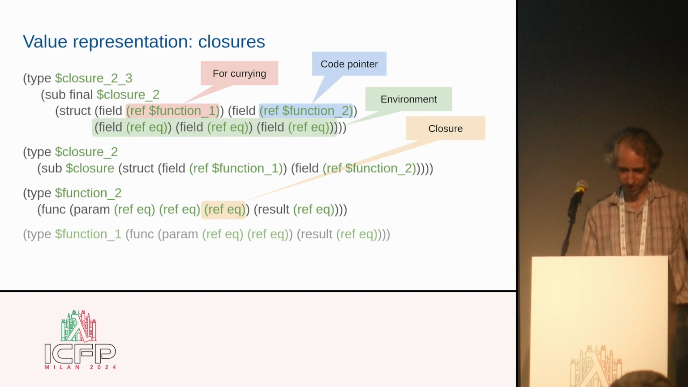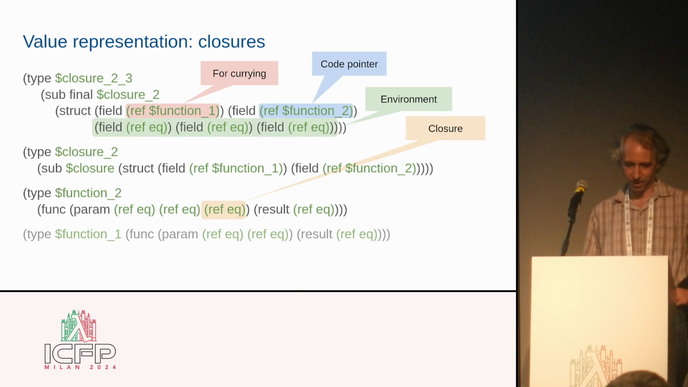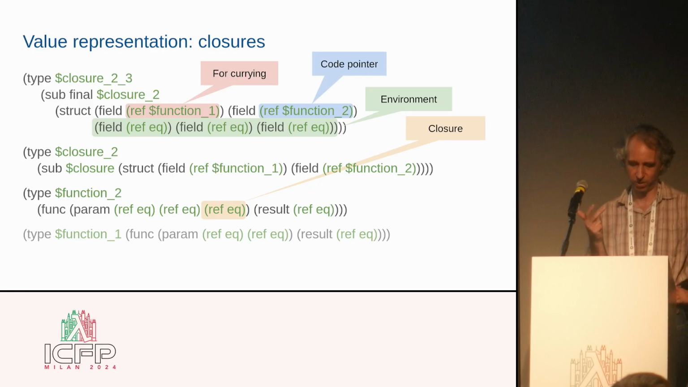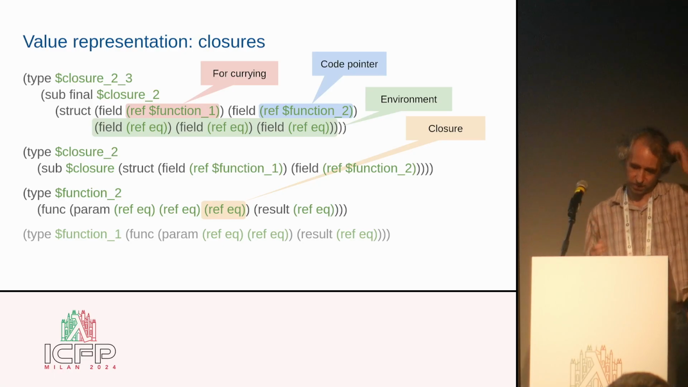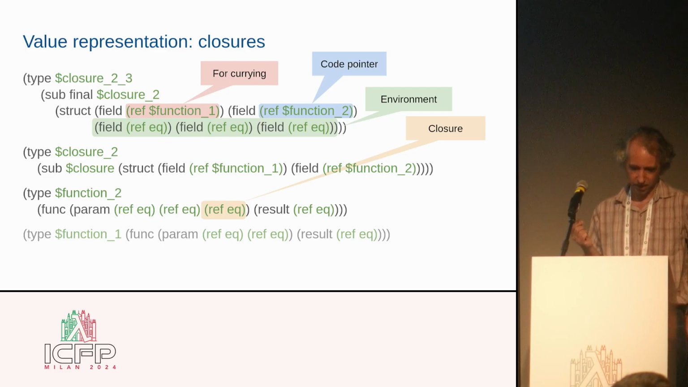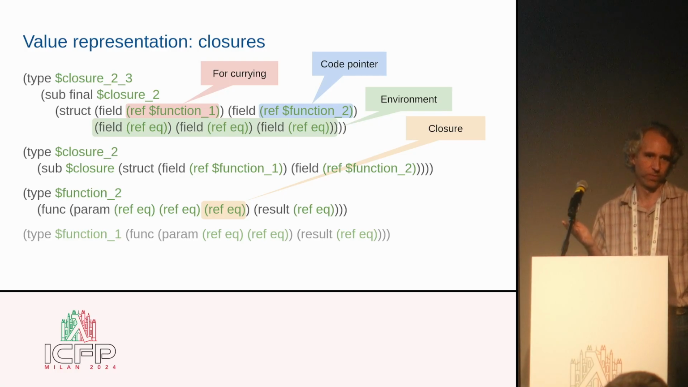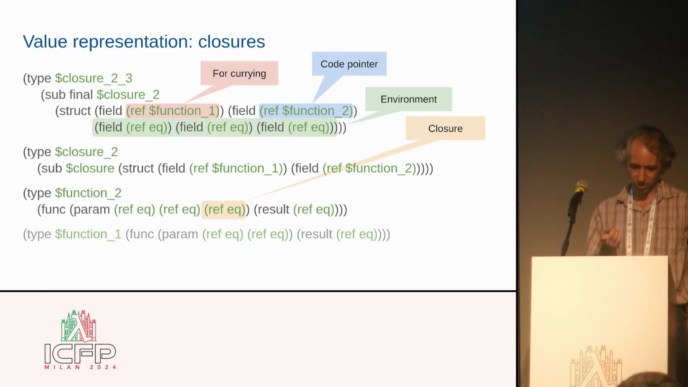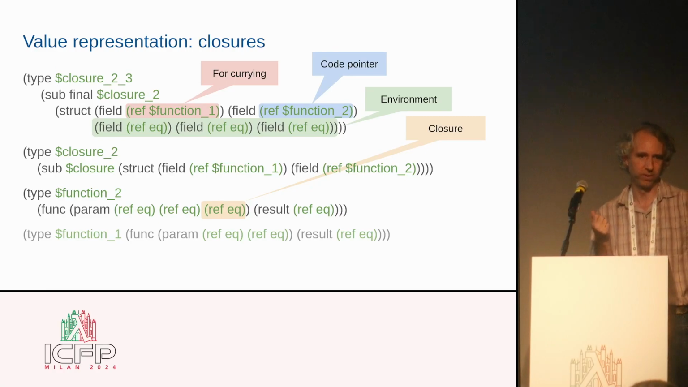That's an example which is a bit large, but well. That's a closure for a function with 2 parameters and 3 values in the environment. The first field is a function with 1 argument for currying. The second is a function with 2 arguments, which is the actual code pointer. And then the 3 last fields are the environment. And that's a subtype of all the functions with 2 arguments. And for the code pointer, you can see that it actually takes a 3rd argument, which is the closure, the environment, to be able to access the environment in the function.